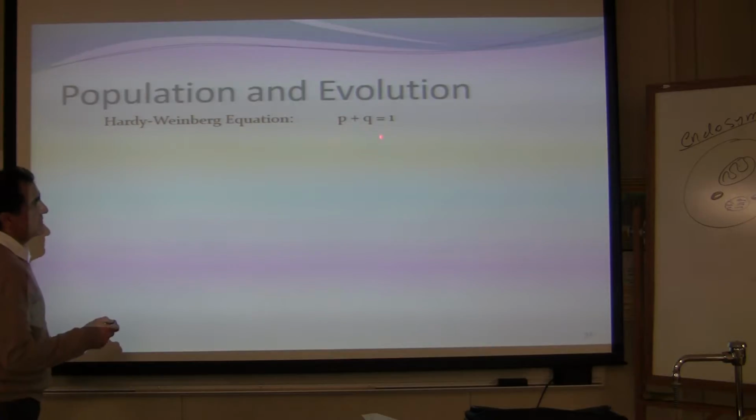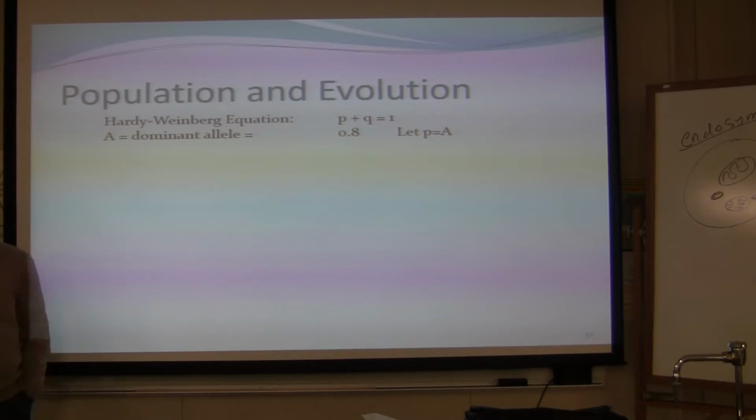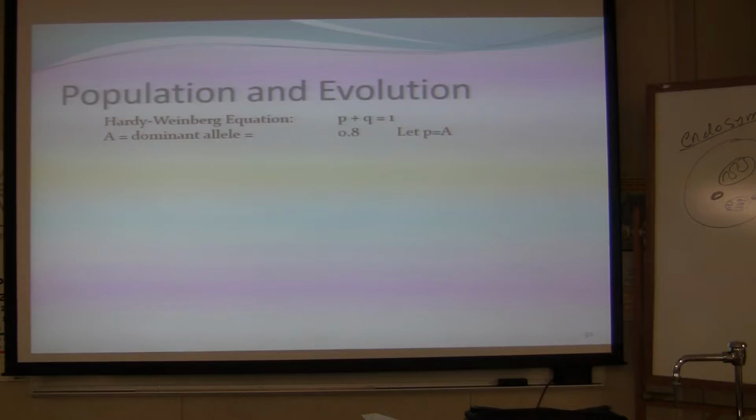So P plus Q is equal to 1. You all had math, and you know in math, they try to prove the equation for you first. So that's what I'm doing. First, I'm trying to prove the equation for you. And then we'll talk about some genetic disorders, and how this equation can be used to predict what the population will have as far as that disease.